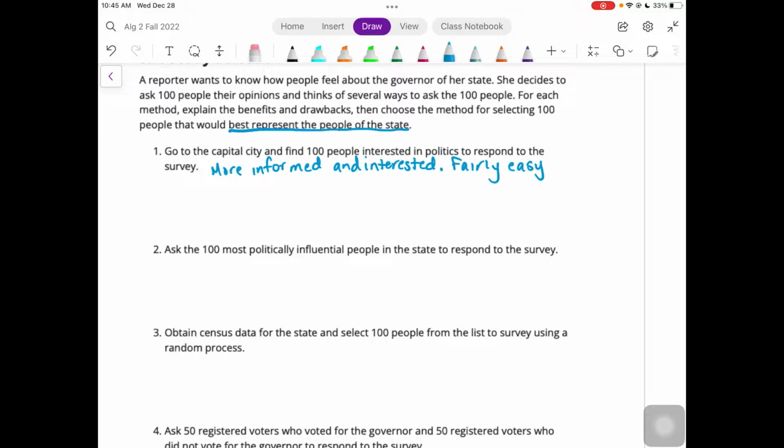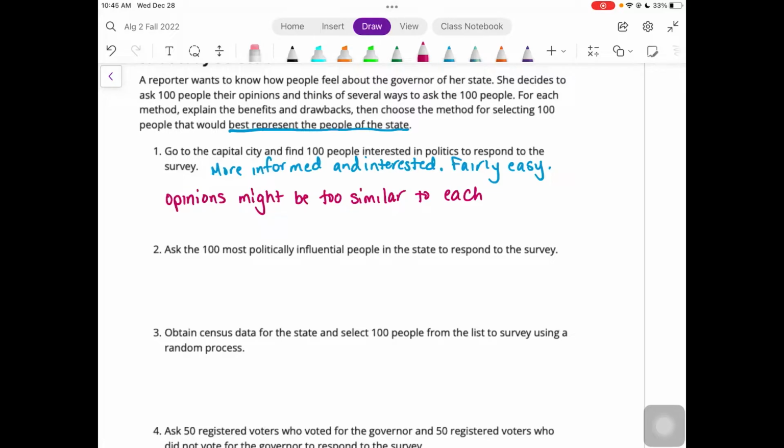However, their opinions might be too similar to one another. So you might not be getting a very good representation. Typically, in a state, like-minded people might live in the same areas. And so if you are looking in just one area, you're not getting the diversity from across the state.